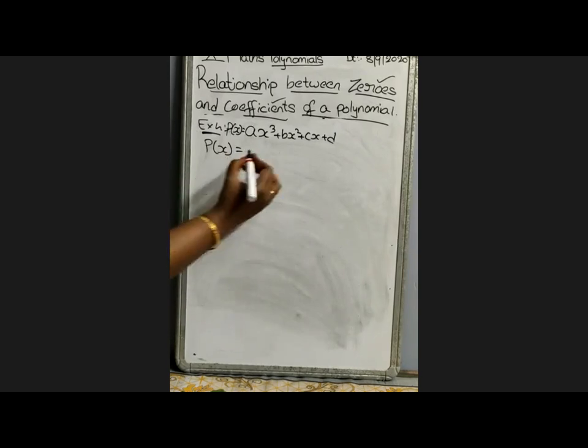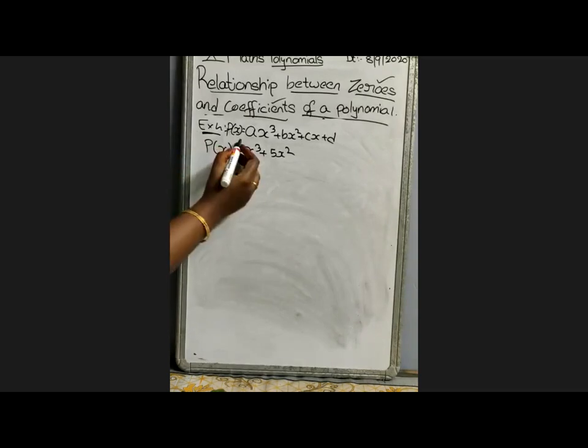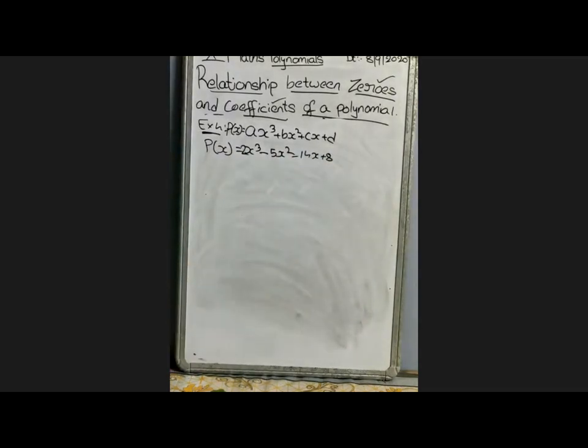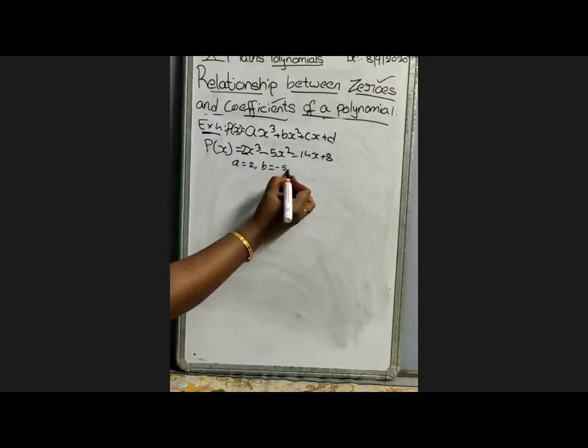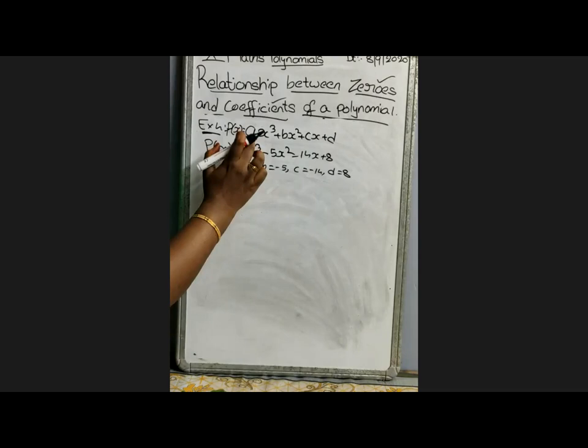x cube plus 5x square, otherwise you can take 2x cube minus 5x square minus 14x plus 8. Here a equal to 2, b equal to minus 5, c equal to minus 14 and d equal to 8. Means this is the general formula.